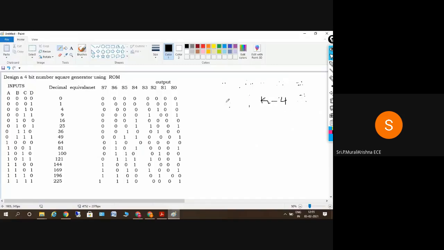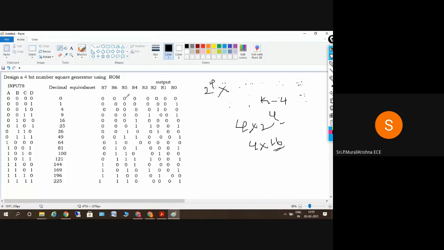The value of K is 4 because the number of inputs is 4. When K is equal to 4, what is the size of the decoder we need? K into 2 power K, so a 4 into 16 decoder is needed, since 2 power K is 16. 2 power K into N is the size of the ROM array.